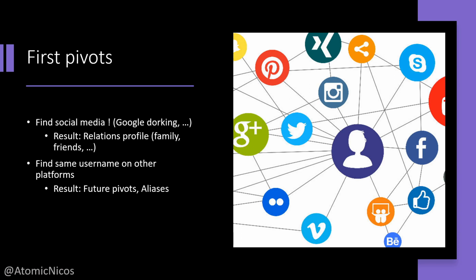In my example, my real name is Nicholas Book. This is nothing new. If you Google my name, you would find AtomicNicos. And that is my alias. There we go. And from there you would find my Twitter. Perfectly valid pivot.